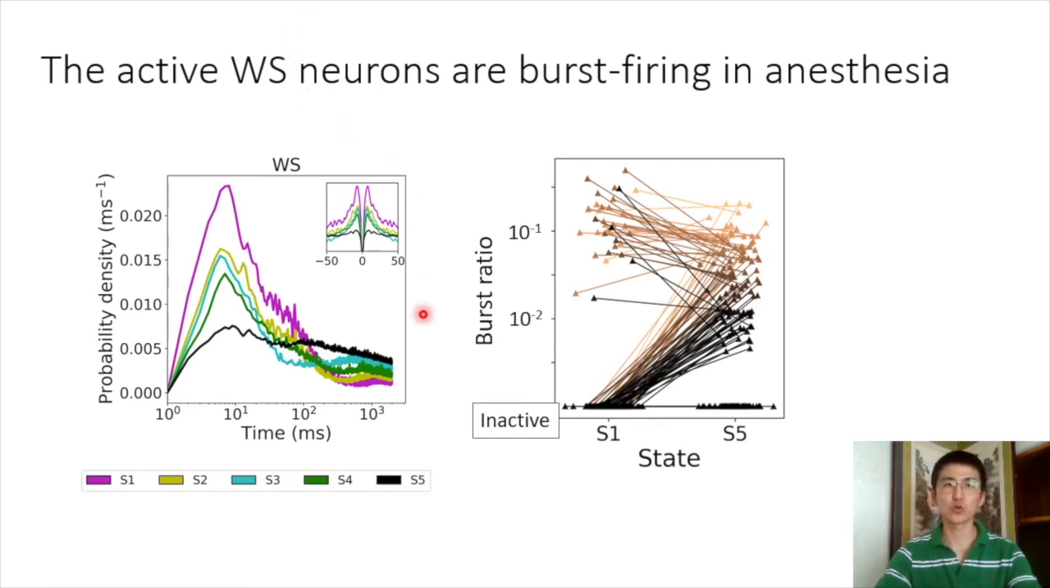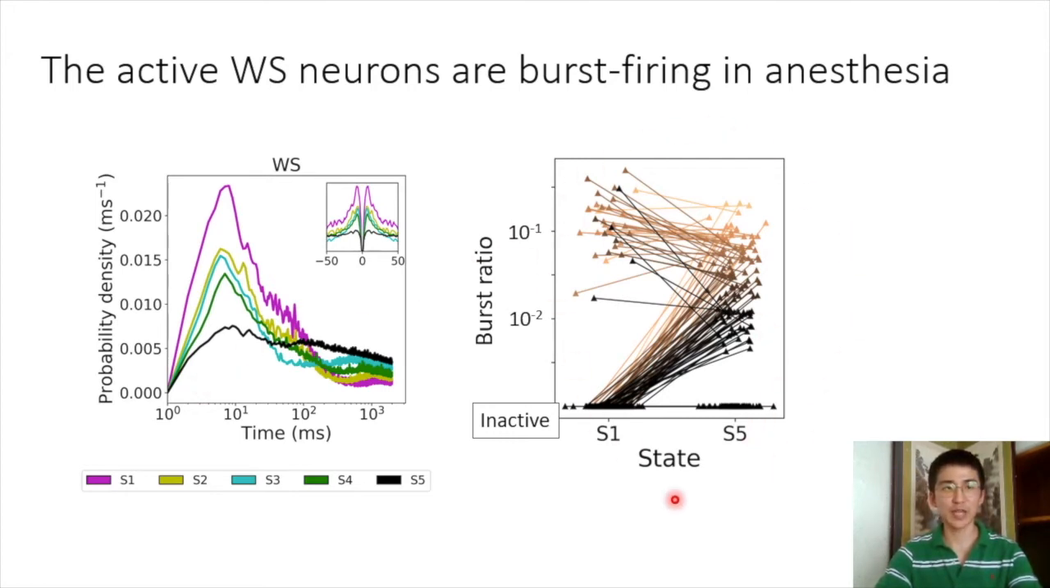In this slide, we focused more on the bursting activity of wide spiking neurons. This is an autocorrelogram of wide spiking neurons. As brain state changed from S5 to S1, the occurrence of short ISI was dramatically increased. In this analysis, we excluded the inactive or silent neurons with spike rate less than 1 Hz.